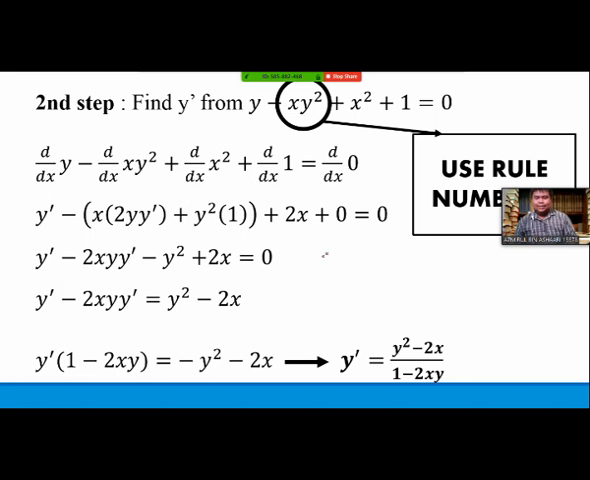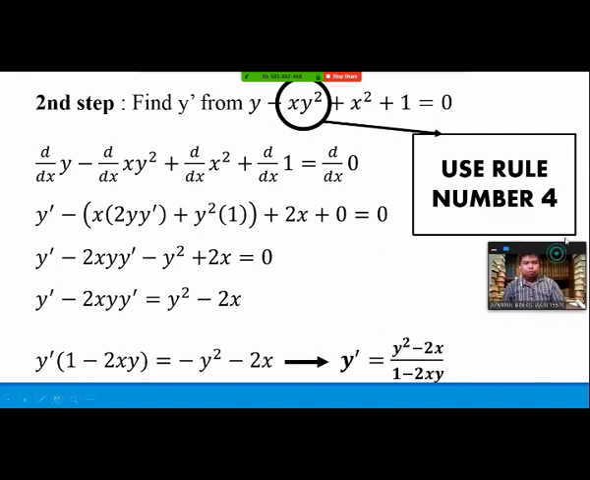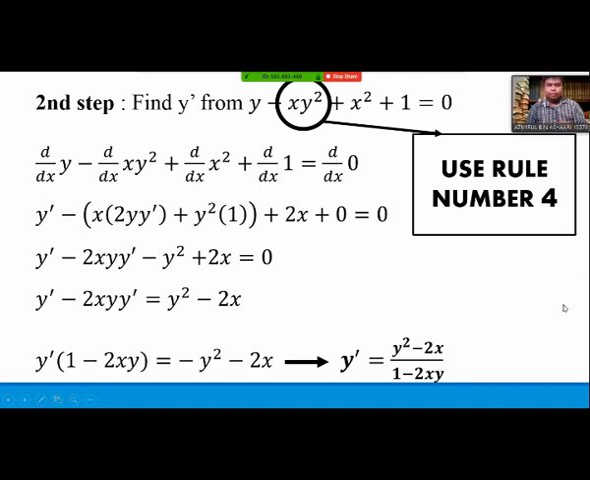Okay, this is the hardest one, what we call the implicit. Implicit means that when you involve both x and y, you need to differentiate this one. Okay, first what we'll do, we will differentiate one by one. Differentiate for y, dy per dx.